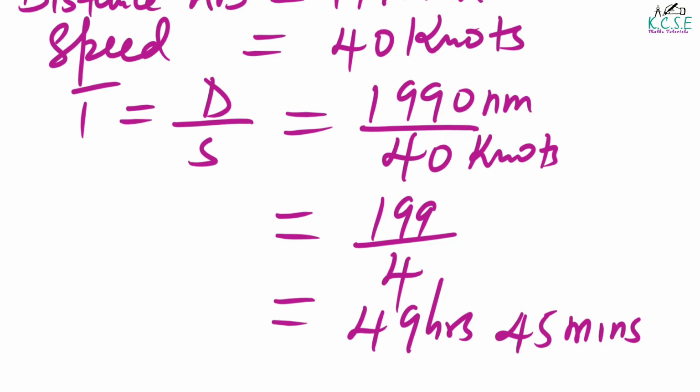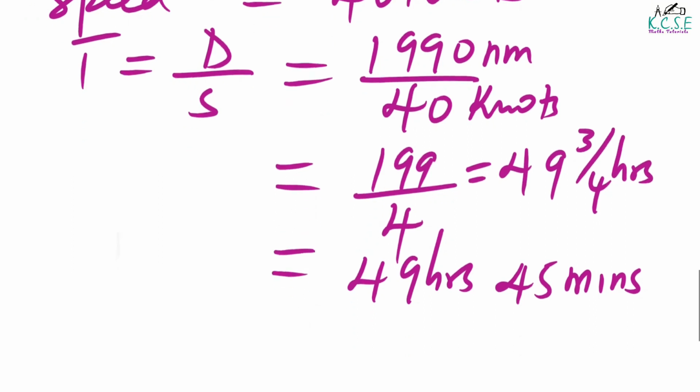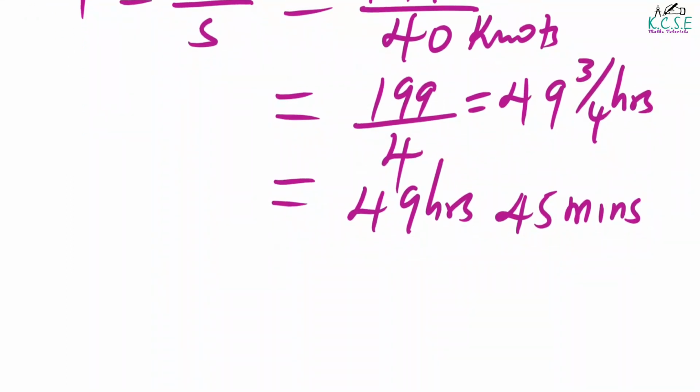I repeat that: when you divide the nautical mile distance by the speed in knots, you obtain your answer in hours. So this gives approximately 49 3/4 hours, which is equivalent to that. So that is the overall time taken by the ship from A to B.